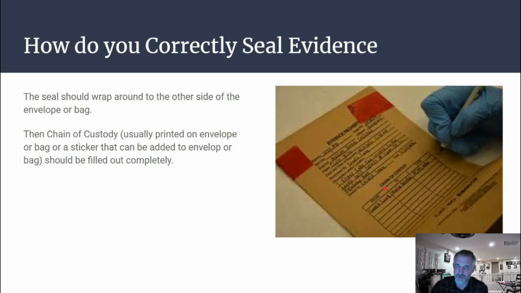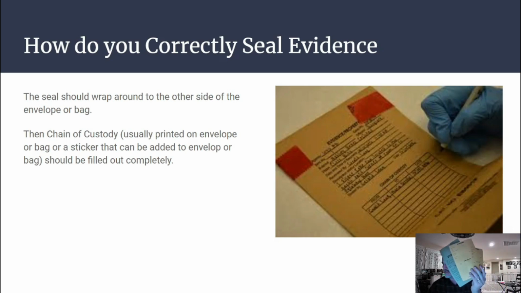And then this is the actual chain of custody right here, where the person that's filling this out puts their name, where it's going to, and the date, okay? And then when it gets to that location, the person receiving it will put their name and the date, and we just keep going along this chain of custody form. And usually these, again, are on the envelope or bag. I ordered our evidence bags and envelopes with them already on there.